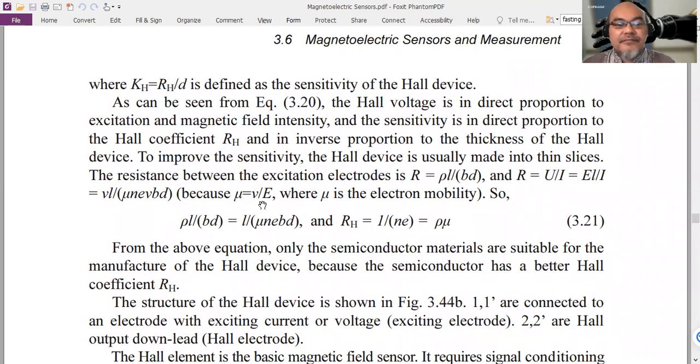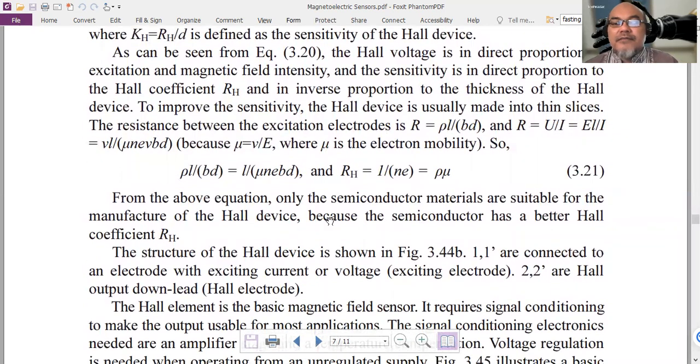Where mu is the electron mobility, the resistance equals rho L divided by d, which equals L divided by mu n e v d, and the sensitivity equals 1 over nE, or equals the resistivity times the mobility of the electron. The resistivity times the electron mobility.